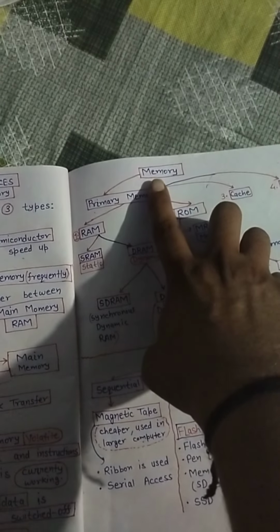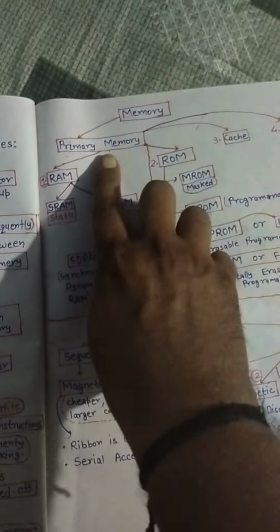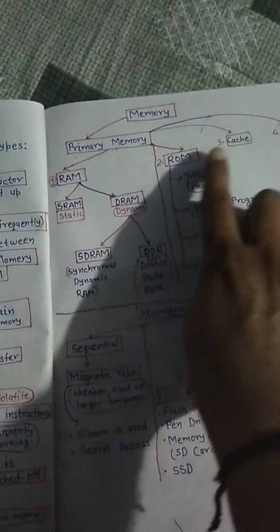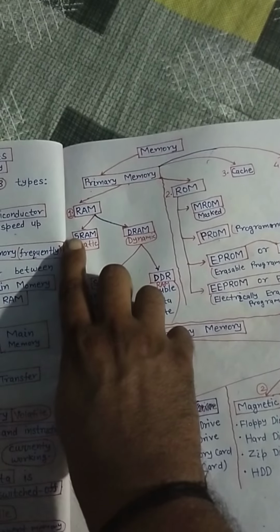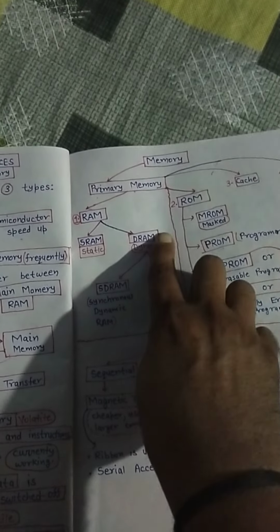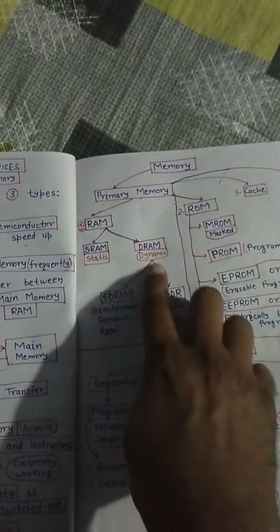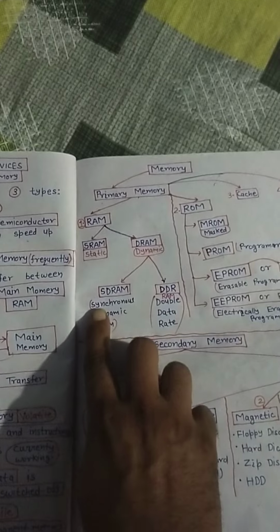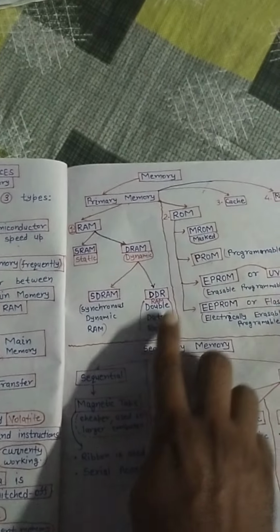Now let's understand memory through a flow chart. Primary memory and secondary memory. Primary memory is divided into four parts: RAM, ROM, cache, registers. RAM is further divided into two types: SRAM, DRAM, static RAM and dynamic RAM. Dynamic RAM is further divided into two types: SDRAM and DDR-RAM, synchronous dynamic RAM and double data rate RAM.